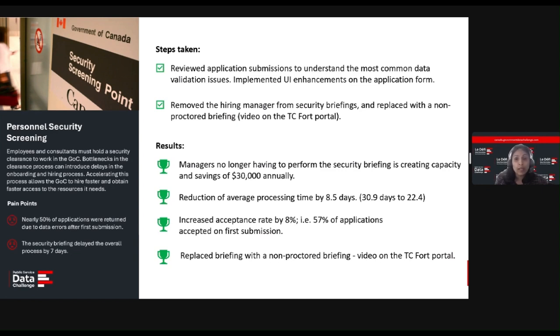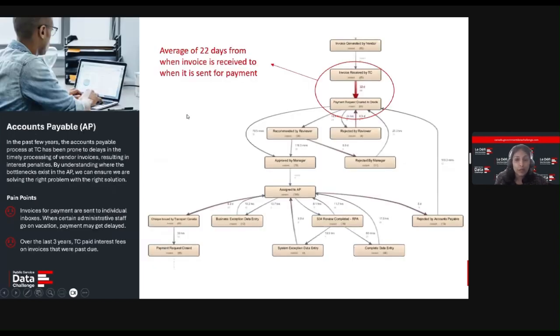So with the success of mining the personal security screening process, TC scaled up its process mining practice to analyze finance accounts payable, also called the procure to pay process. In the last few years, TC has faced challenges with its accounts payable process, leading to delays in processing vendor invoices and incurring unnecessary interest penalties.